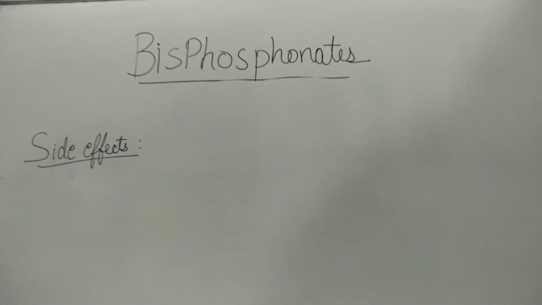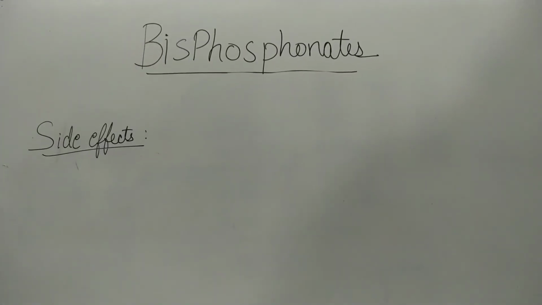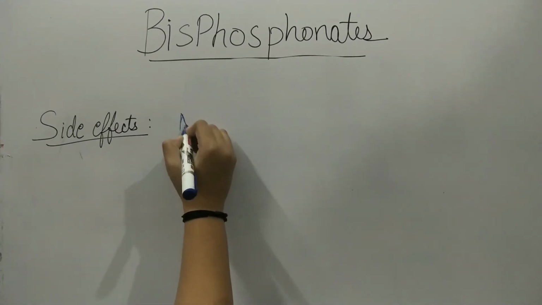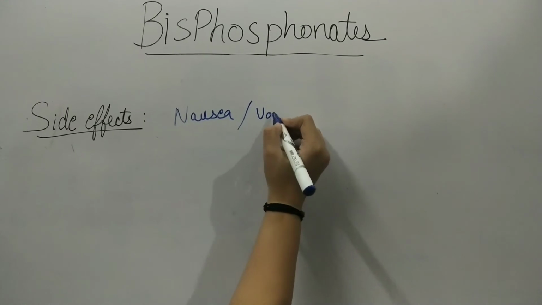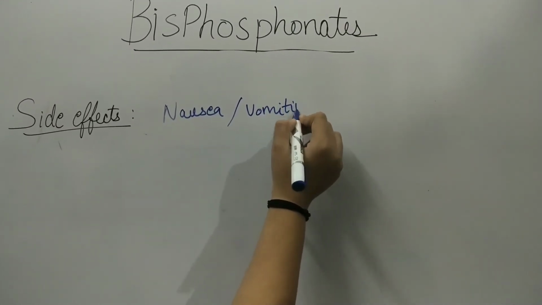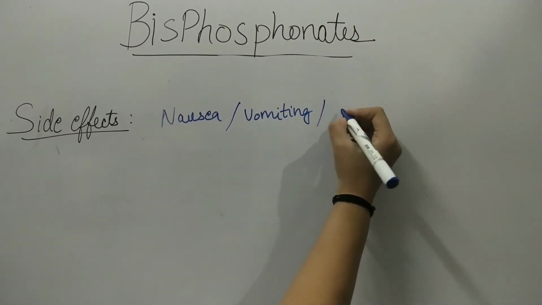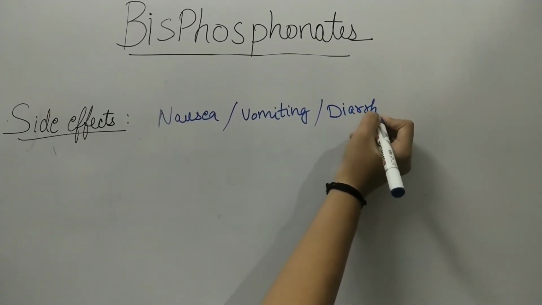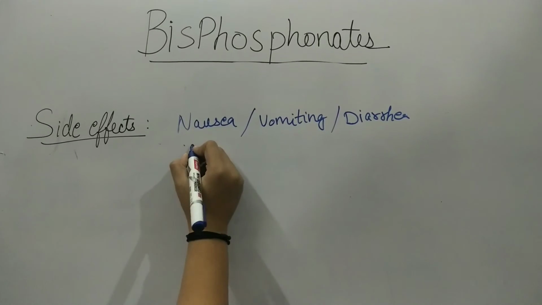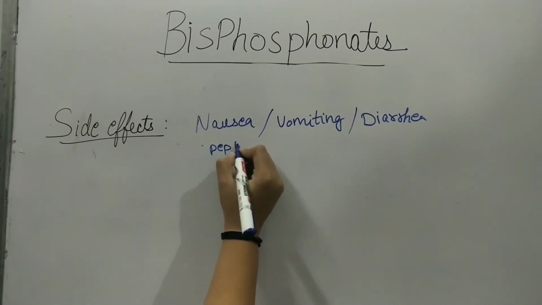Okay, so now we will discuss the side effects. Now, some nausea, vomiting and diarrhea, you can write this because they are common for the medical students. Here also you have to remember it can cause peptic ulcer disease.